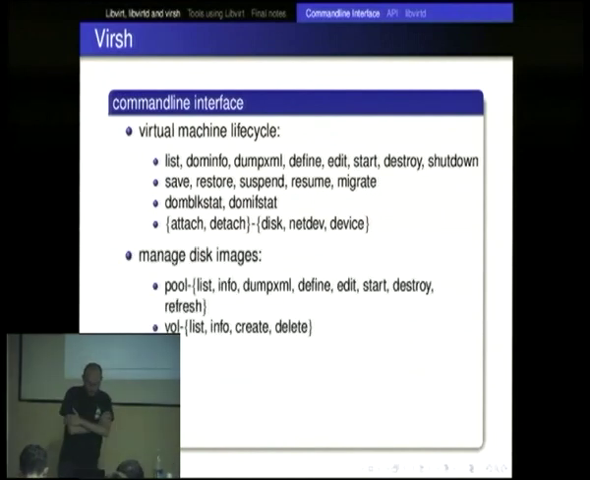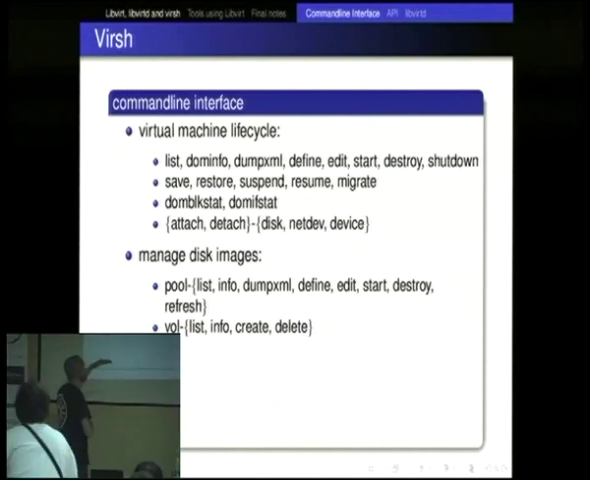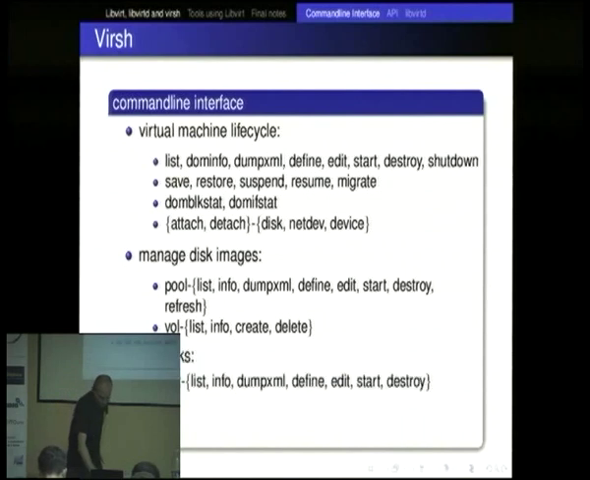Another area which Libvirt covers, and which virsh, the command line tool, also covers, are tools to manage disk images. Libvirt tries to organize disk images in storage pools, and these pools, in the simplest case, are just a directory. You can list them, get information about them, again get the XML definition, and so on and so forth. And if you look at this, most of the command line arguments map to the things above, which makes it pretty consistent.